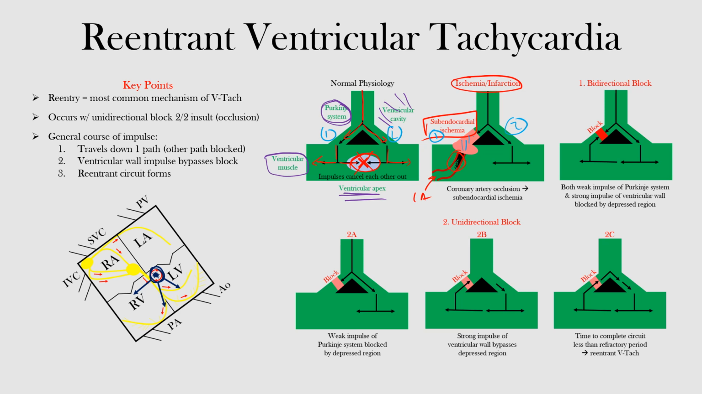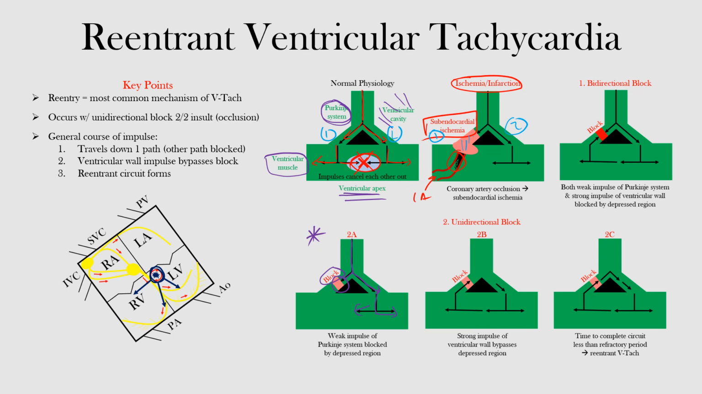In such cases, the impulse will travel down the normal pathway without being blocked. However, the side with the damaged tract will block the weak impulse attempting to travel down it. Imagine you have this case here. You have the impulse coming down. It goes down the pathway that's not affected and depolarizes our ventricles. Now, if it comes to this area where the damage is present, it will be blocked. So that weak impulse of the Purkinje system is blocked by this depressed, damaged region. One of the impulses made it through and will spread and depolarize the ventricles.